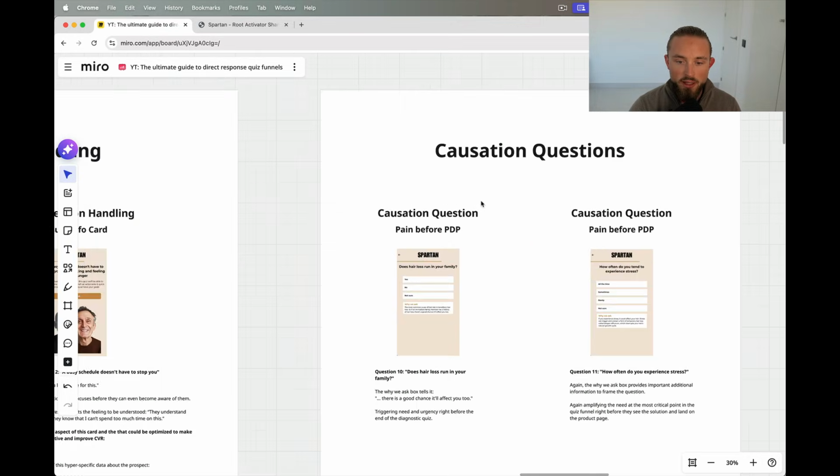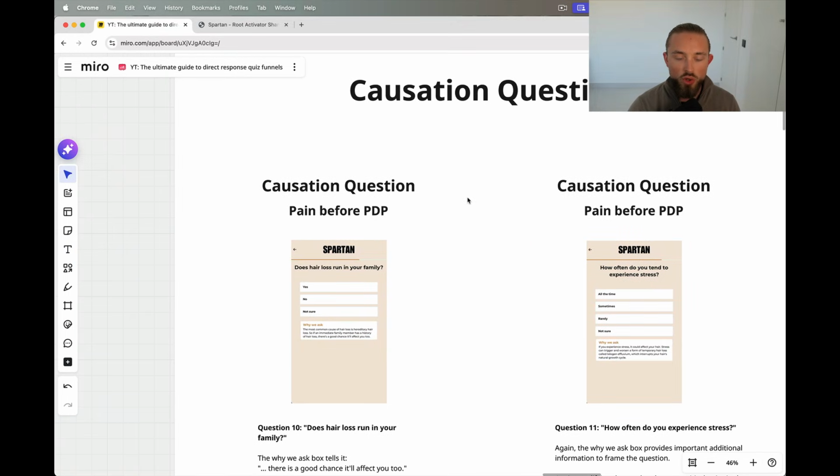Then we again go into the causation questions. At this point, we educate them a bit, and we also want to understand why they are experiencing the pain point.